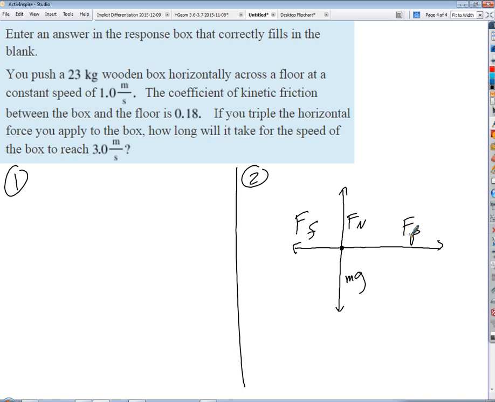Okay. What did it look like originally? Well, originally when I'm pushing it at constant speed, it's very similar, isn't it? I might change one thing about this. You tell me what to change, maybe. So that part's still the same. Frictional force. Let's call this one F sub P. If that's F sub P, what should I call this one?